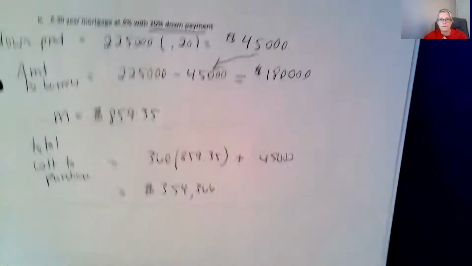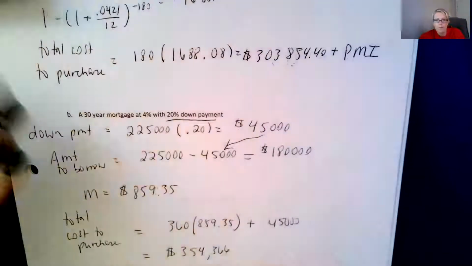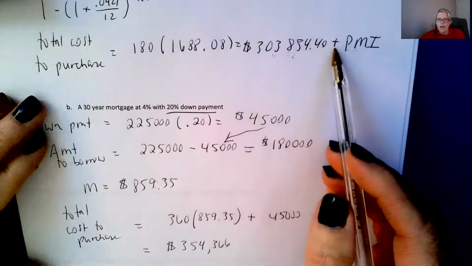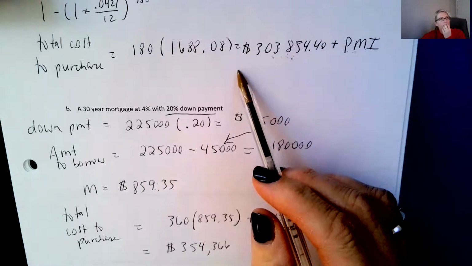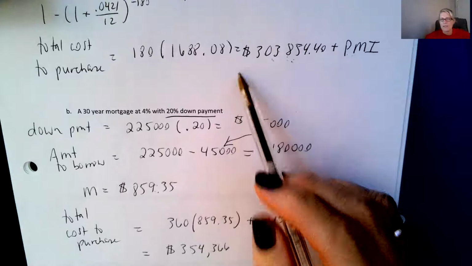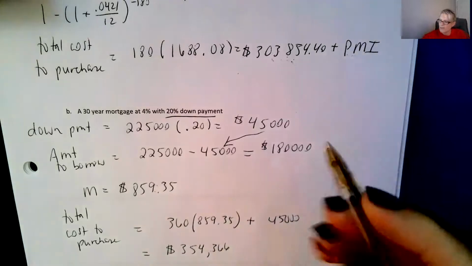which is much more than up here at the $303,854. Now PMI on this loan, I'm guessing maybe like $75 a month. So if they had to pay that $75 a month for, let's say, 5 years, so 75 times 60 payments, that would be like $4,500.